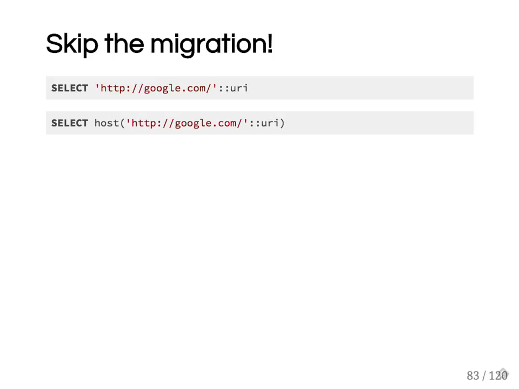If you have the extension, but you already have data, again, I alluded to this earlier, you don't need to migrate your data to start taking advantage of this, right? You can just cast it to a URI and start calling those functions.